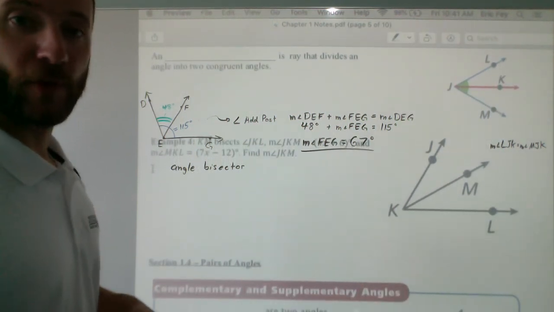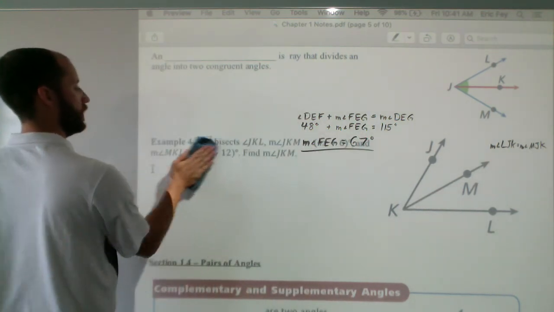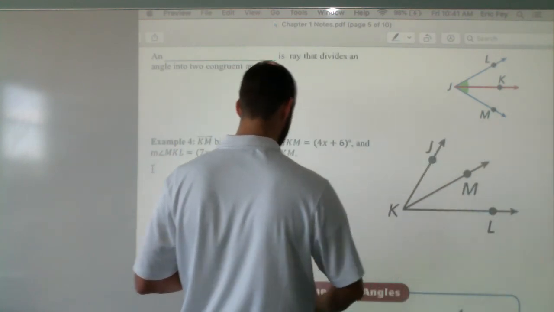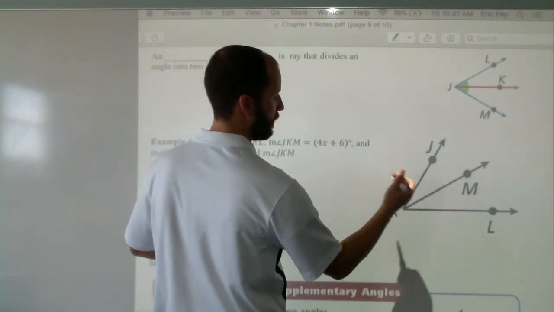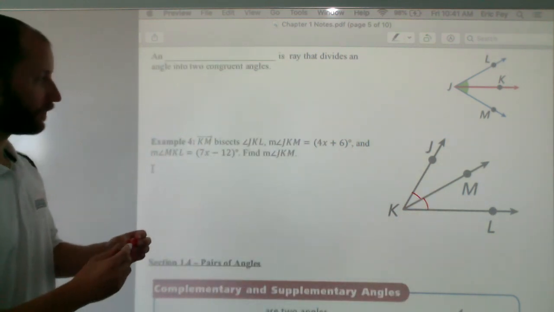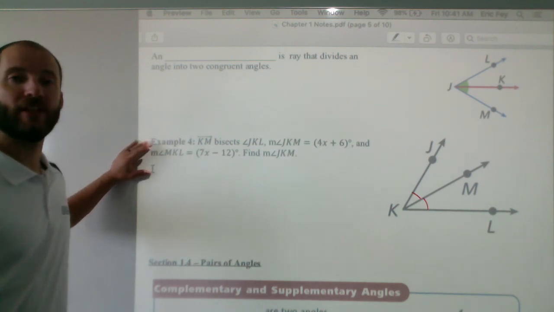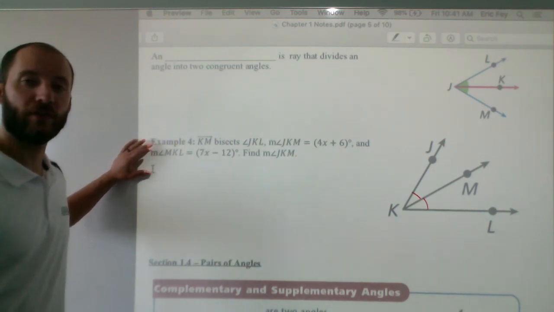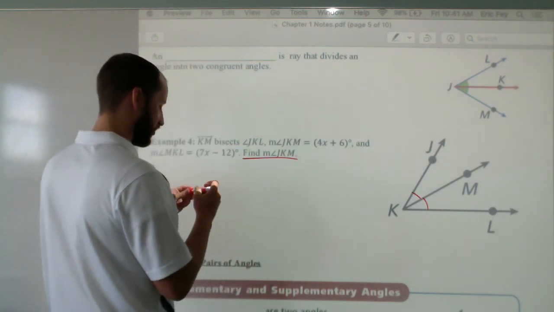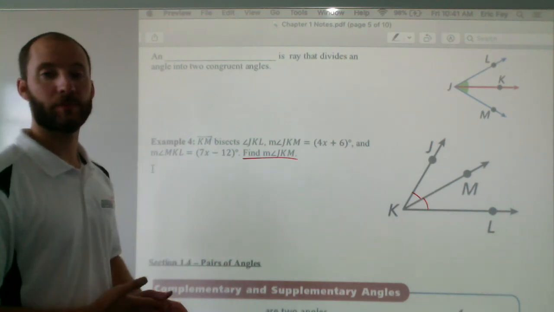So with example 4, we know that KM is bisecting this angle. So we know right off the bat that these two halves are congruent to each other. Use the segment addition postulate to write an equation, then solve that equation. Make sure you are answering the question that is being asked. And you can check your solution with my completed notes online.